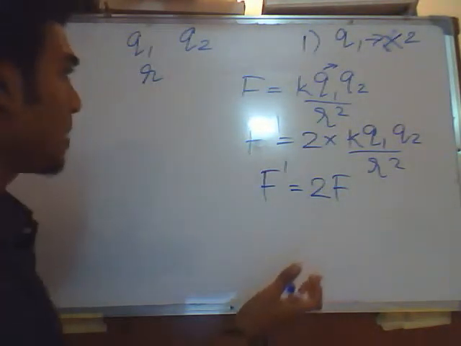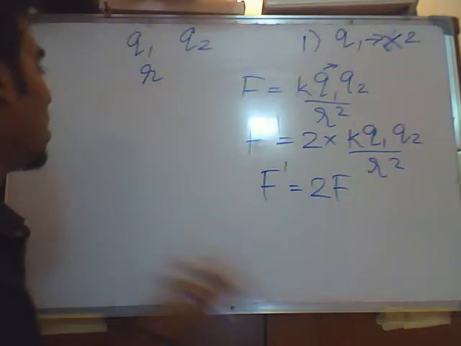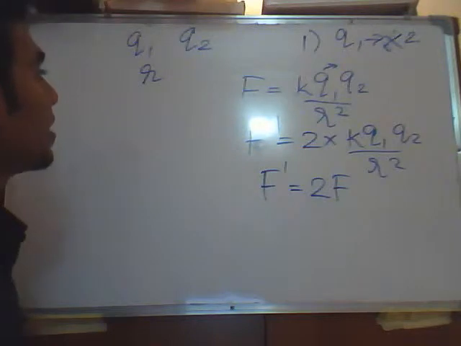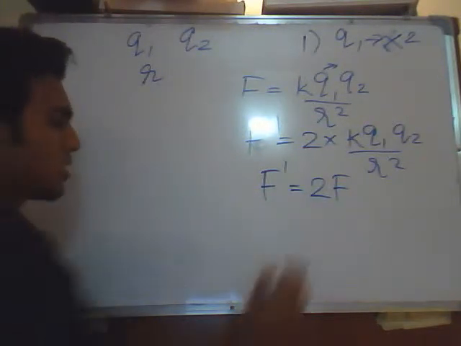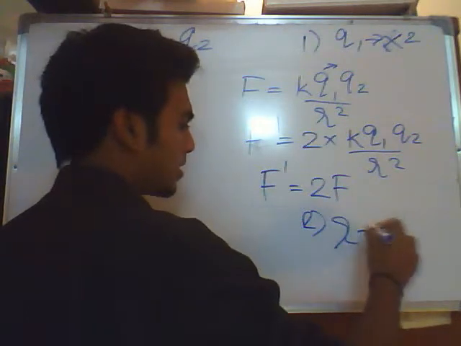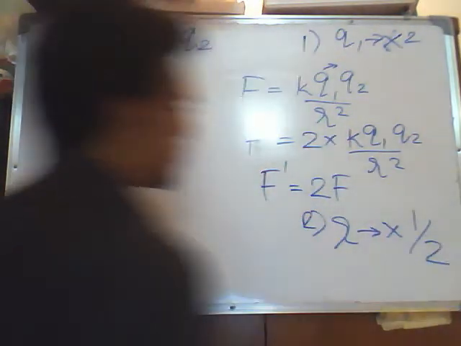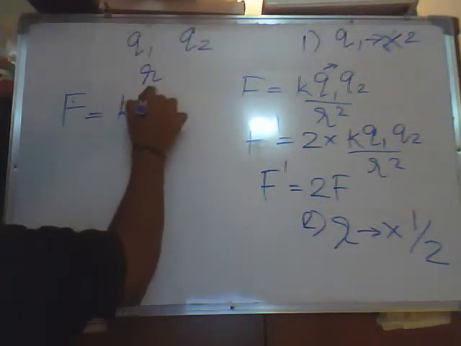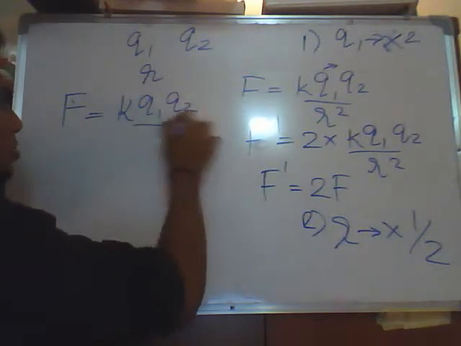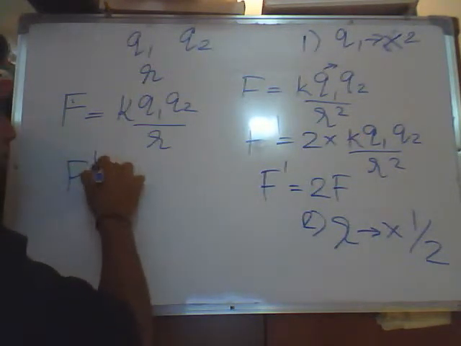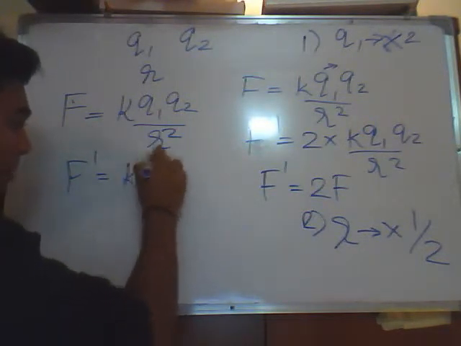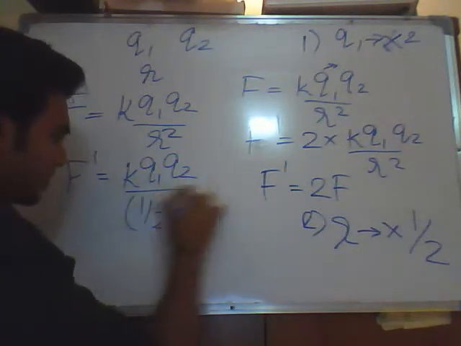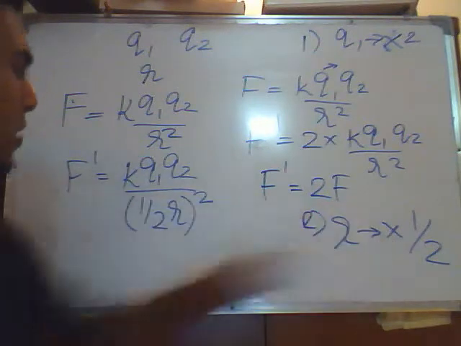So that's one type of question they can ask you. They can also say, what would happen if the distance is halved? We are saying that the distance is half, meaning times half. What would happen? Well, the same thing. We just apply Coulomb's law, Q1 Q2 by R squared. This is the law. The new force is going to be K Q1 Q2 by half R squared, because R is becoming half R, right?